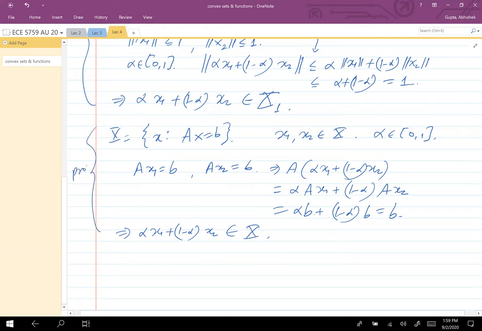This is another proof. A and b are matrices of appropriate dimension here. So b is a vector and A is just a matrix. And equality is element-wise in this case.